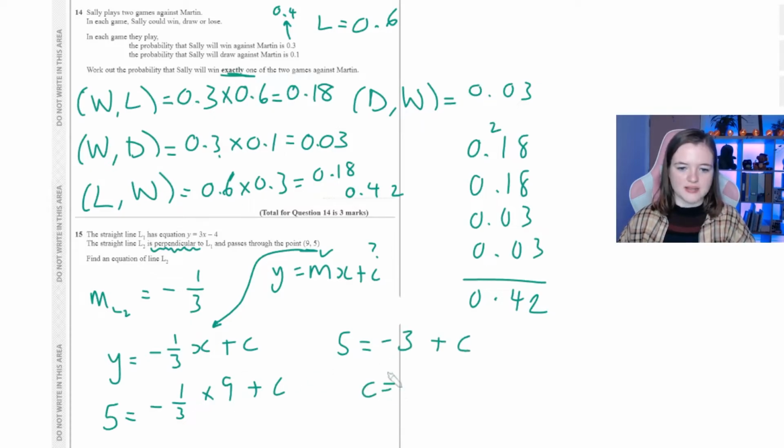So then C is 5 plus 3, 8. Then if I put all this information together, put that back in there, I will have y equals minus a third x plus 8. And there we have it.